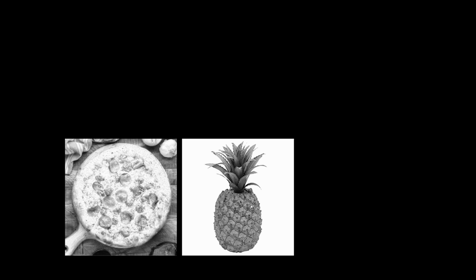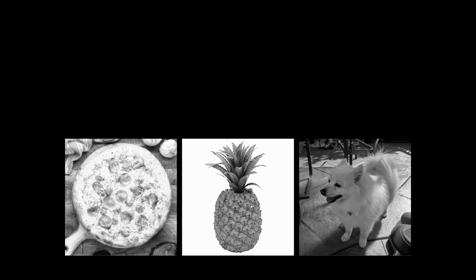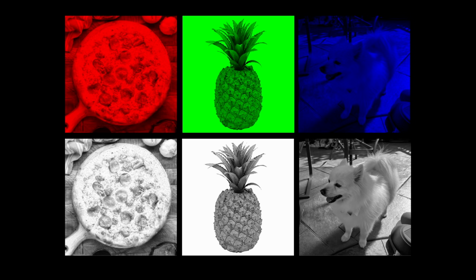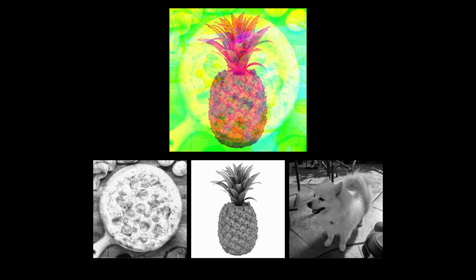This means that you can take a picture of a pizza, a picture of a pineapple, and a picture of a dog, and put the pizza in the red channel, the pineapple in the green channel, and the dog in the blue channel, and add them all together to get this. And this is a very common technique, especially in video game studios. Essentially what you're doing is you're merging 3 images into one. That is a massive optimization.